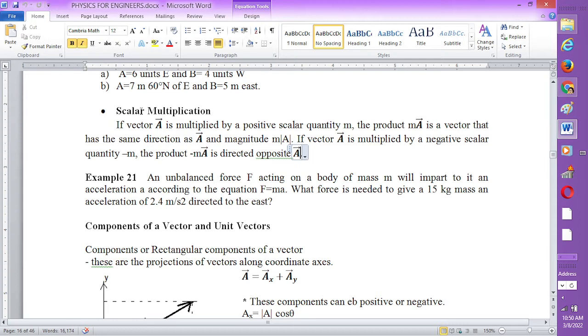So, for the first type, we have the scalar multiplication. Like I've mentioned, scalar multiplication is when you are given one vector, let's say vector A, and then you multiply it to any scalar quantity. Again, scalar quantity refers to any number. It could be positive, it could be negative. So let's say, for example, vector A, you multiply it with a positive scalar.